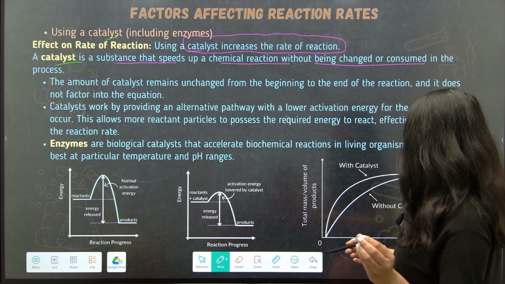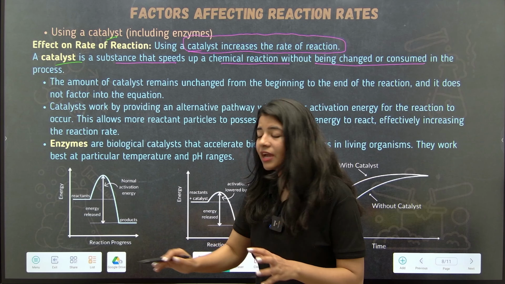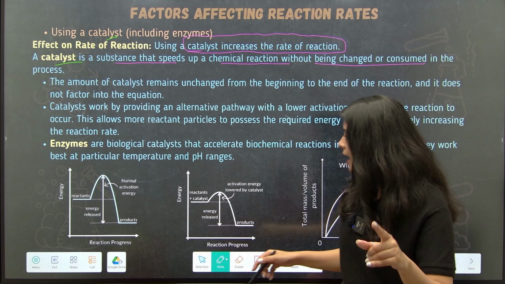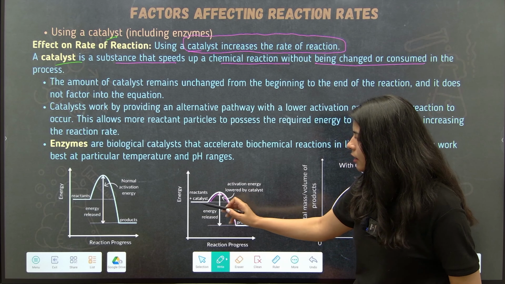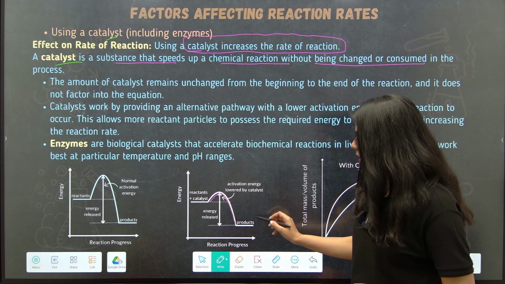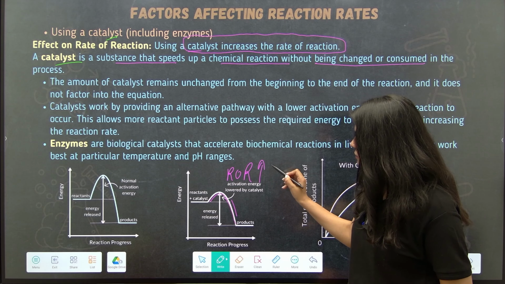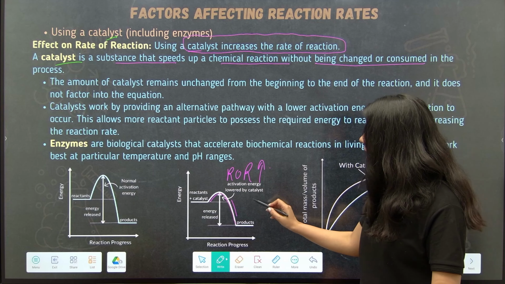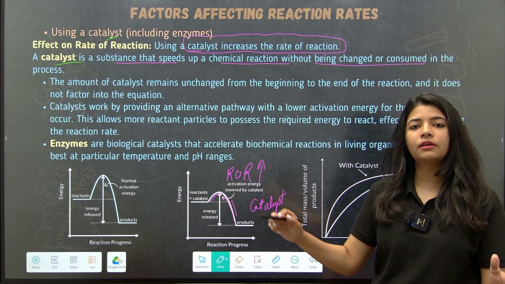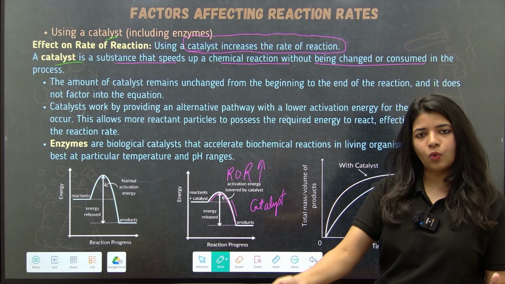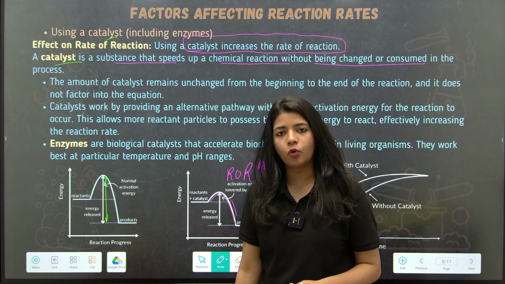If you see the diagram here, this is your activation energy when we are not using any catalyst. And if we are using a catalyst, you can see this hump is shorter in comparison to this one. So it is easier over here, and therefore the rate of reaction increases if we use a catalyst. If we are not using a catalyst, then the rate of reaction is lower. Why? Because the activation energy required is more in this case.